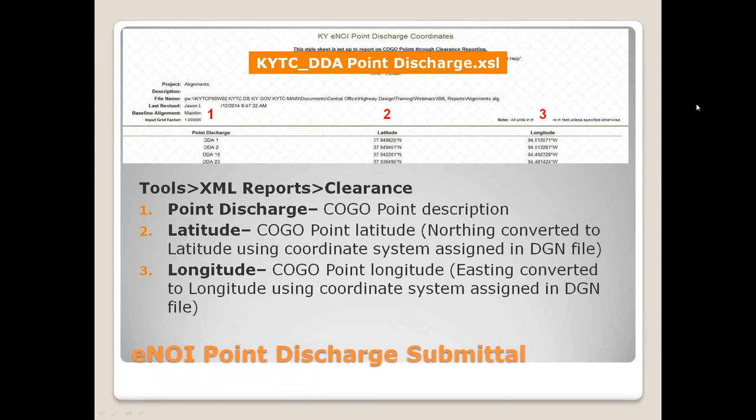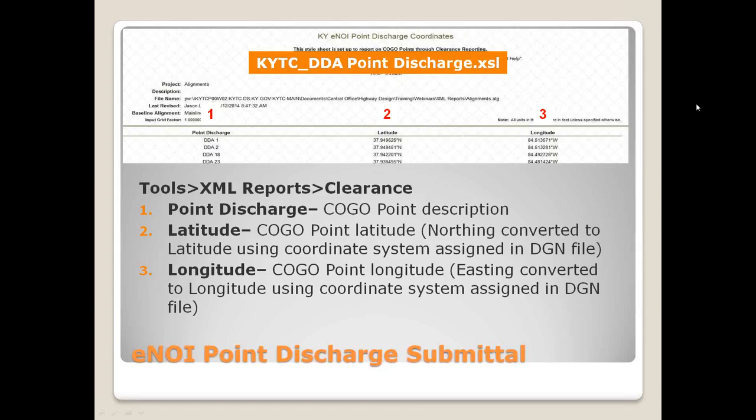The next two offer use with the ENOI stuff. It requires us to label all our point discharges for their records. We just put this together as a way to kind of streamline that process. Again, we're using COGO points to save this information. We have a COGO point at each point discharge, and we're reporting off of those. So the point discharge column is actually giving you the COGO point description.